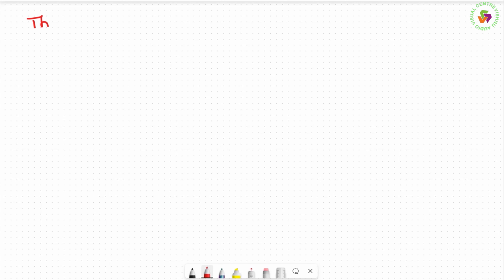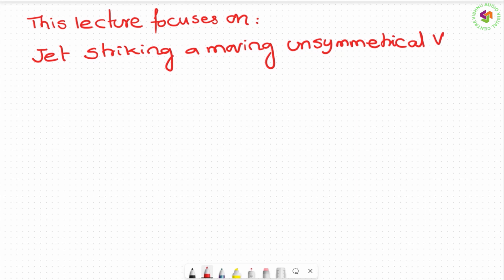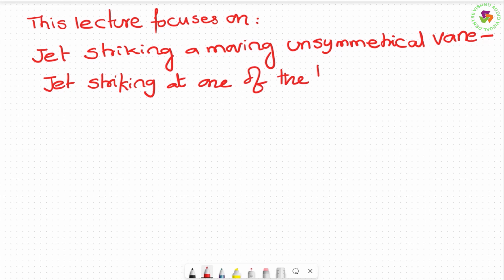So this lecture focuses on the jet striking a moving unsymmetrical vane, where the jet is striking at one of the tips, not at the center.